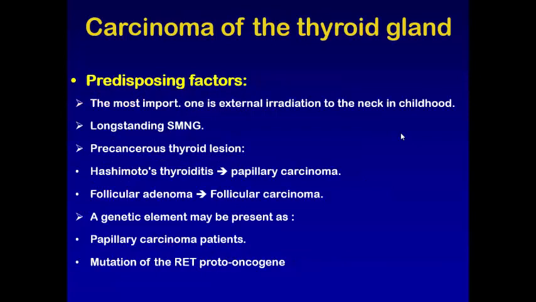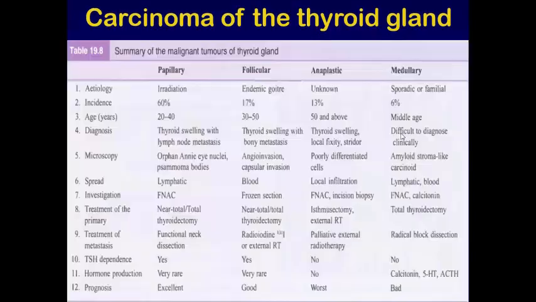Let us now talk about carcinoma of the thyroid gland, and we start with the predisposing factors. The most important predisposing factor is external radiation to the neck. Also, long-standing simple multinodular goiter, and the presence of other thyroid lesions like Hashimoto's thyroiditis, usually predisposed to papillary carcinoma or to lymphoma; follicular adenoma predisposed to follicular carcinoma. Also, there may be a genetic predisposition. This may be visualized in patients with papillary carcinoma, and there may be mutation of the RET proto-oncogene.